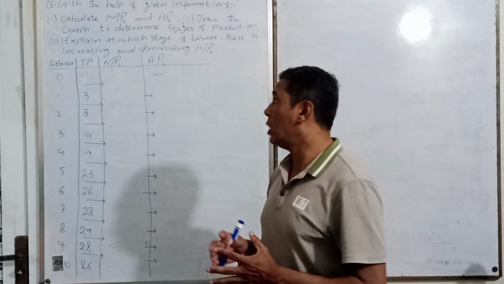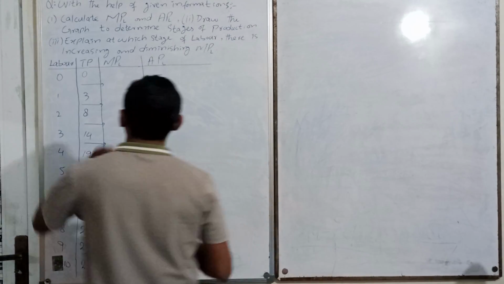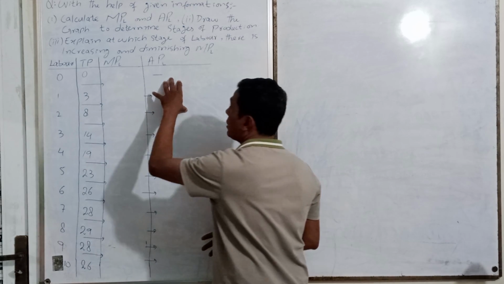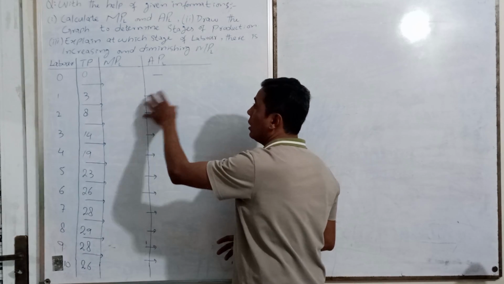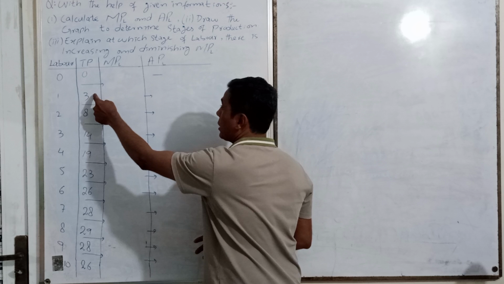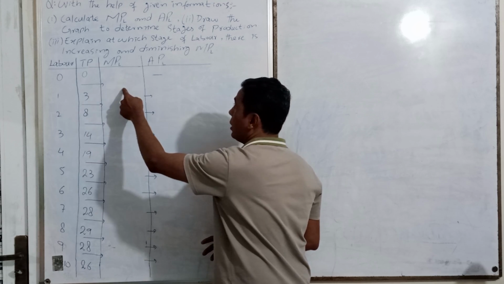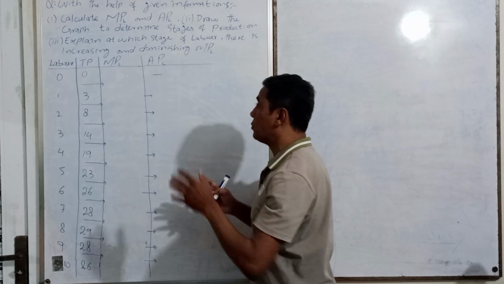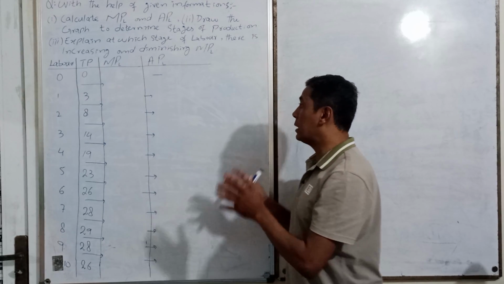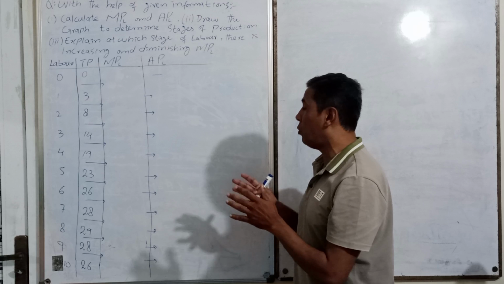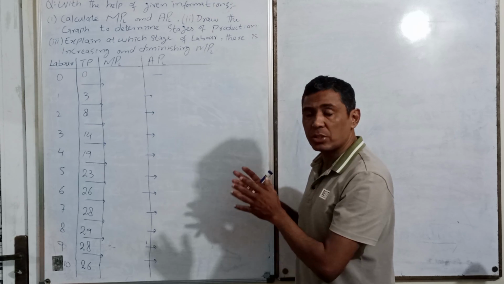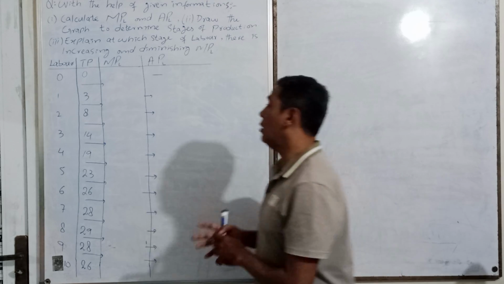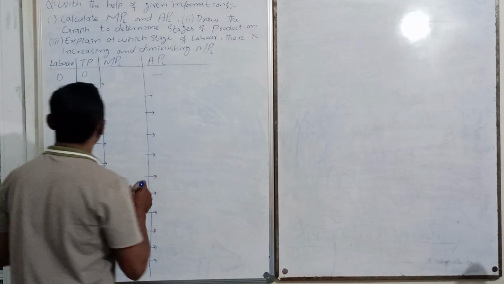So, guys, we will try to calculate the marginal product of labor, and similarly the average product of labor. Then we will draw these three curves: first the total product curve, then the marginal product of labor, and the average product of labor. Then we will decide which one determines the stage 1, stage 2 and stage 3 of the factor of production. Now we are starting here.